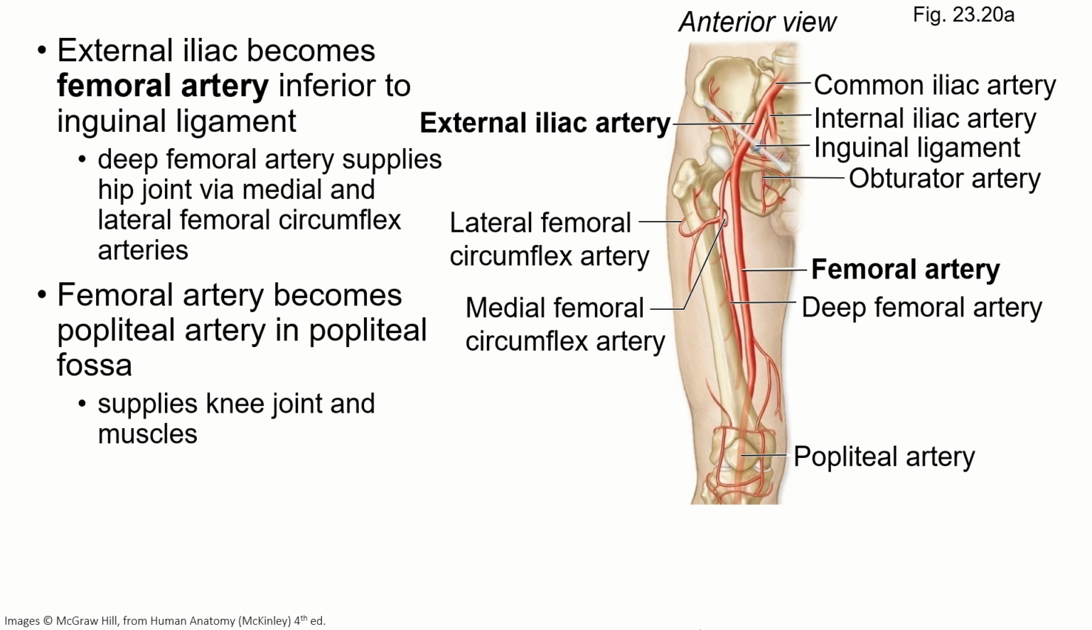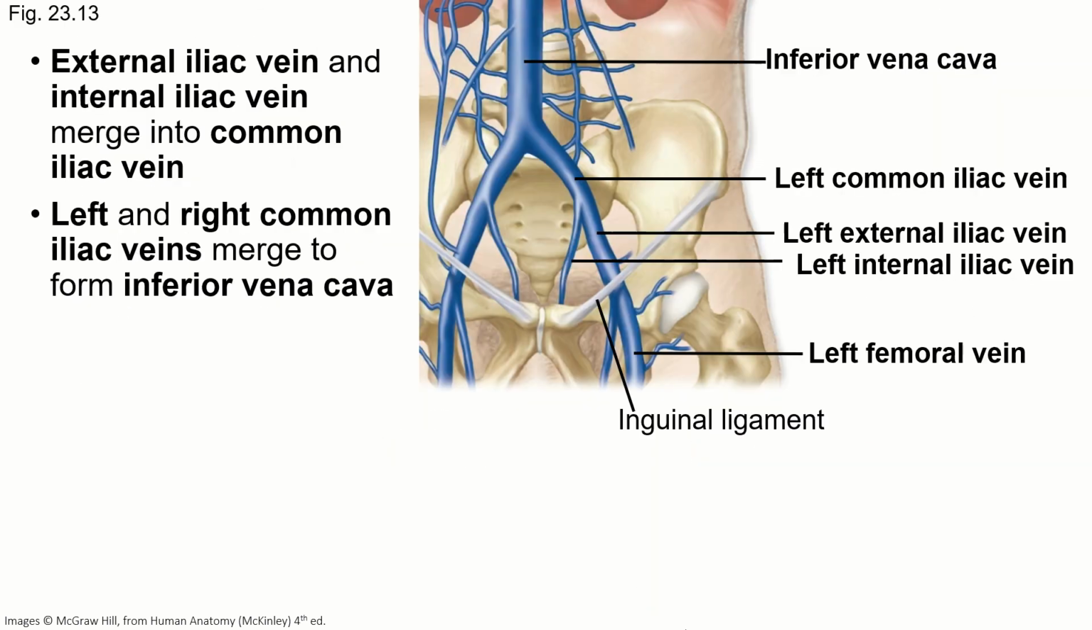We're going to worry about the veins coming back, which fortunately for us have the same names as the arteries. Oh my gosh, they run in parallel. They all have the same names. How much easier is this? So the femoral veins, right and left, become the external iliac veins after passing below the inguinal ligaments.